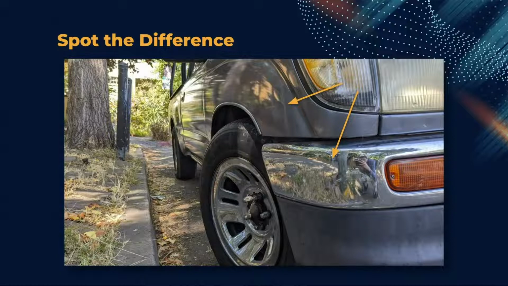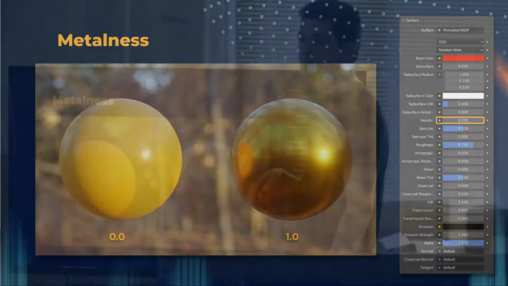Very good. So this is the second property, or I guess the third property if you're going to count the color, that goes into PBR shading, which is the metalness.